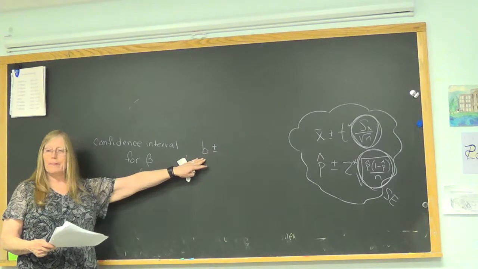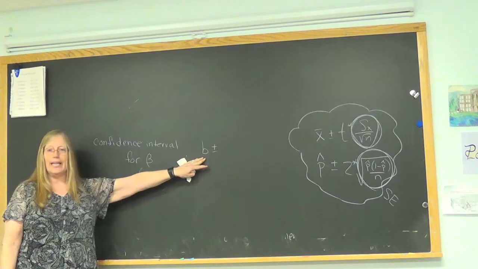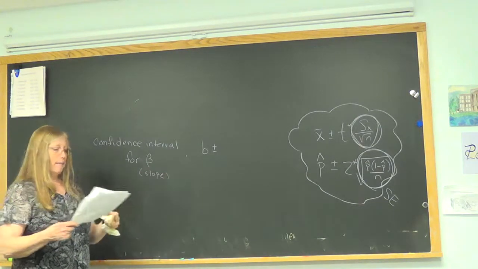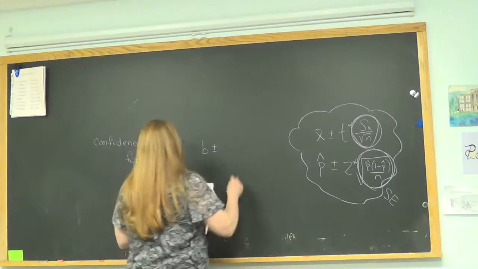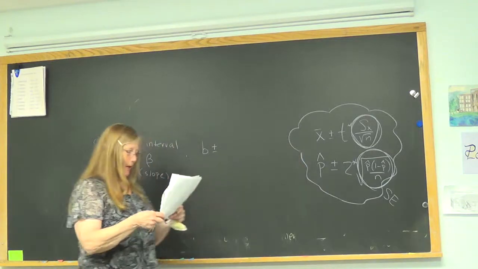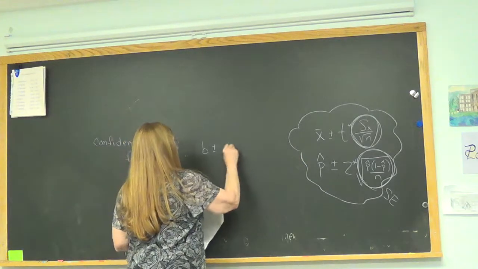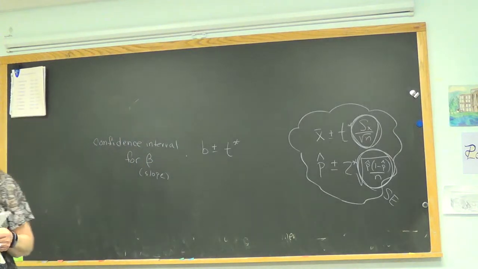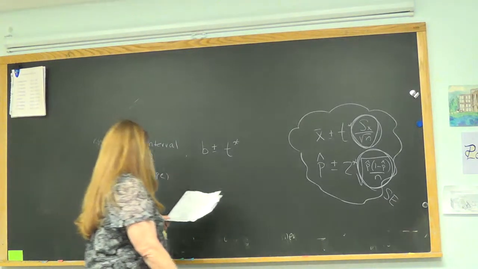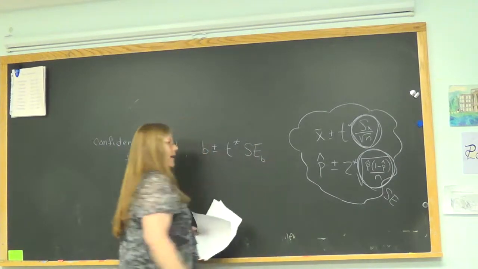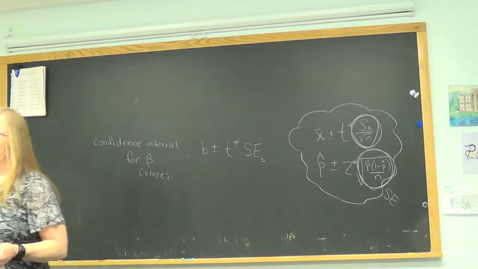Alright, so we start out with B. B is from our sample. It is the slope that we found on our sample, so that's the sample slope B. Then we go plus or minus, just like we did with P hat and X bar. We're going to go T star again, with the degrees of freedom, and it is followed by the standard error of B.